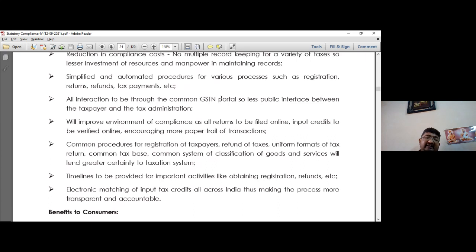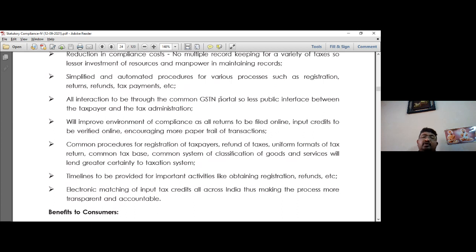Earlier in the state VAT law, that is in the old regime, even though you made registration online, you needed to sign and file offline also. For getting a VAT registration certificate, it would take nearly a month. But now in GST registration, within 3 working days, you can get a registration certificate.